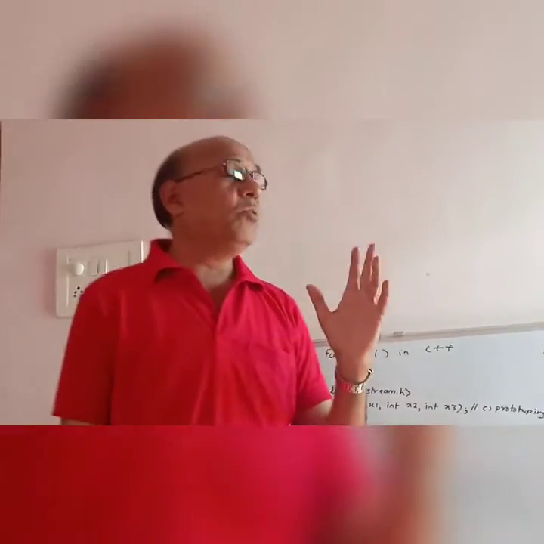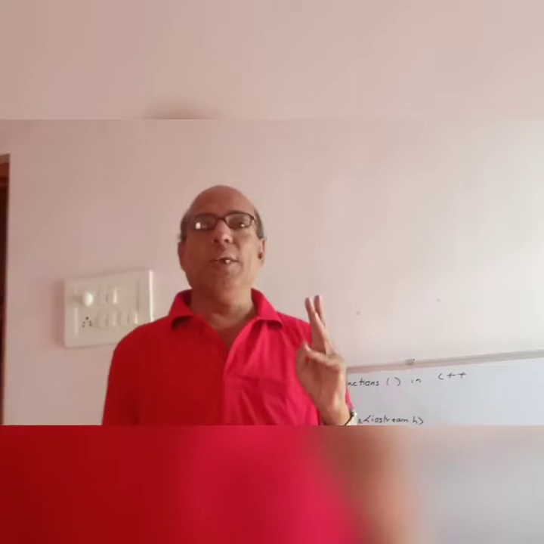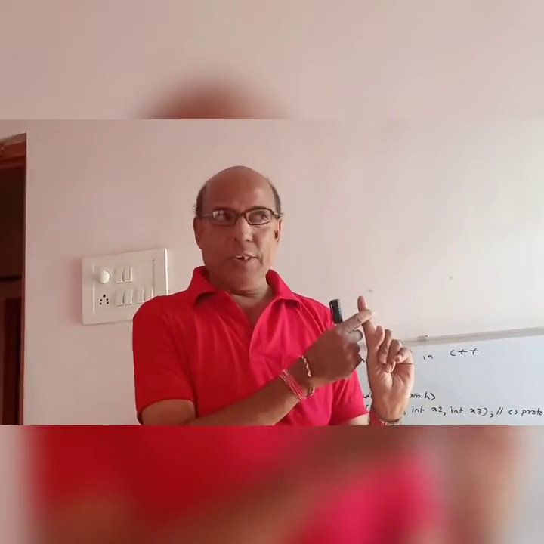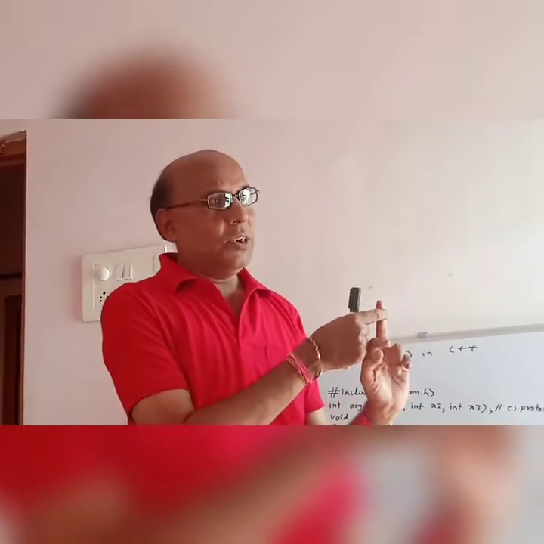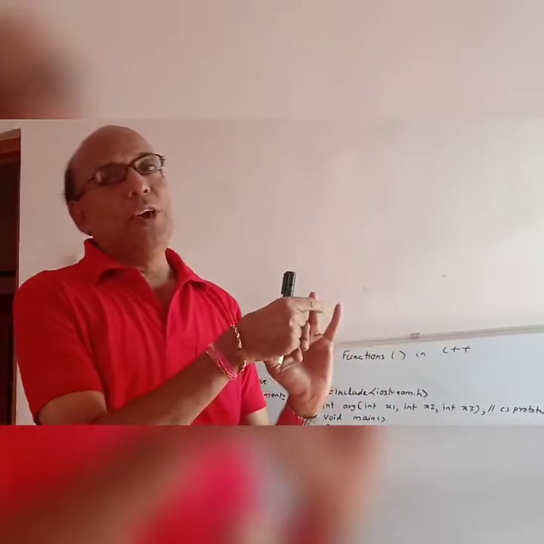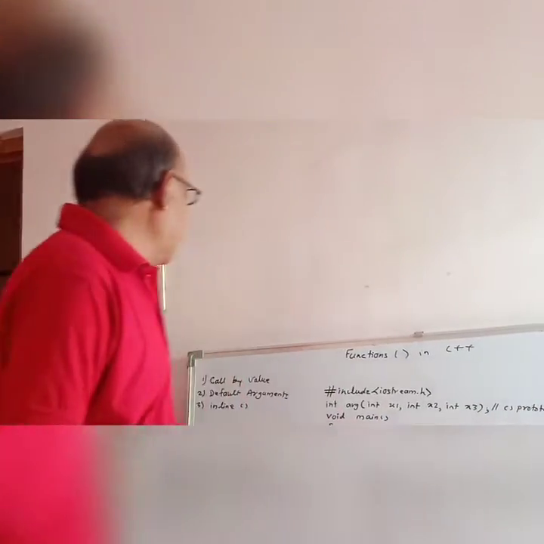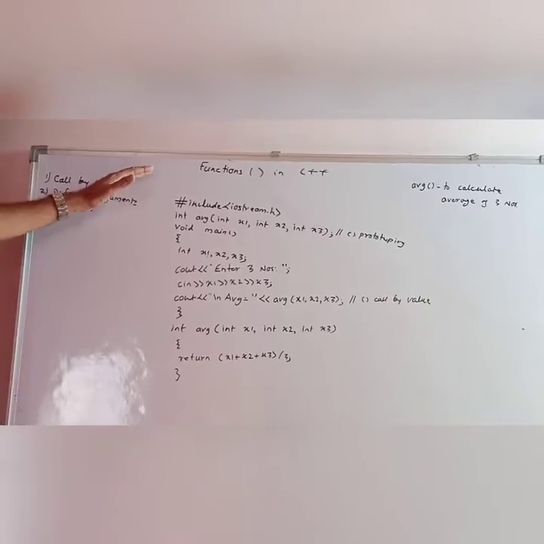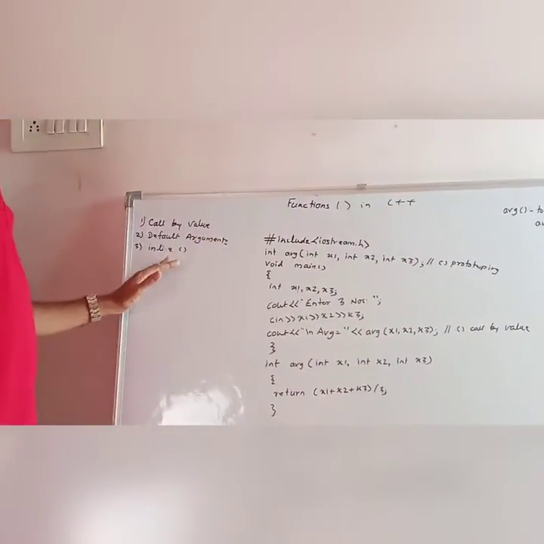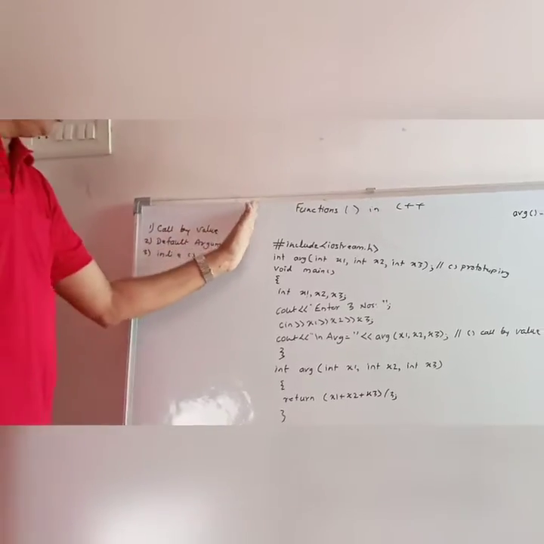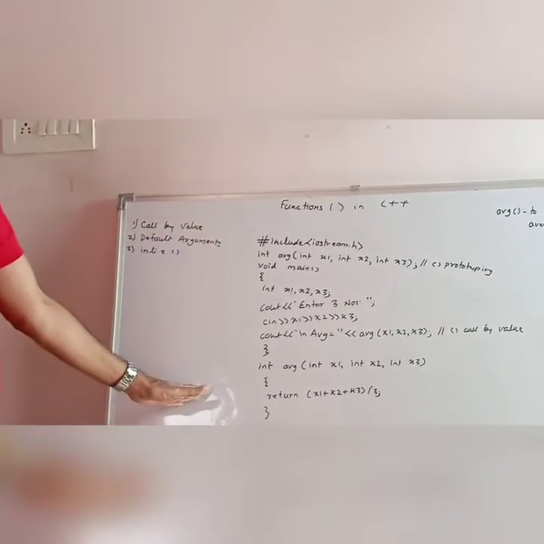Whenever we want to write any function, there are three steps: one, to prototype or declare a function, to call that function, and to define that function. In C++, there are three types of functions used. First one is call by value, then default arguments, and inline functions. Today, first of all, I am going to teach you the first type, that is call by value.